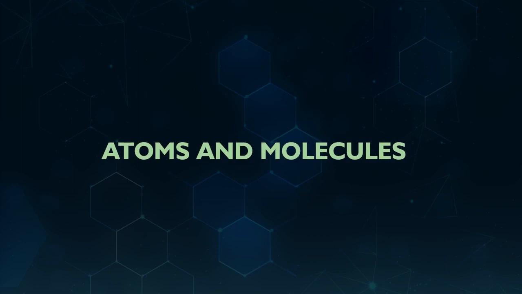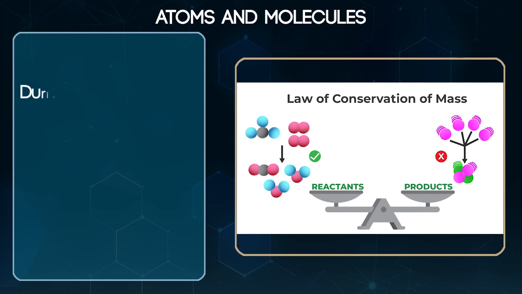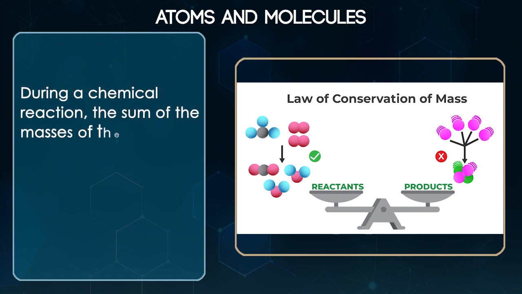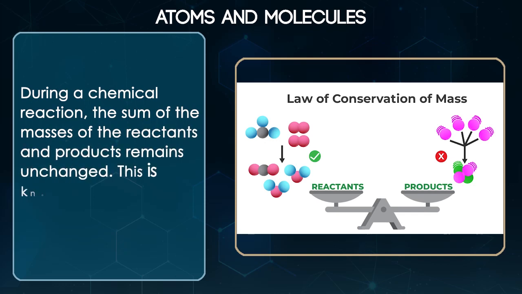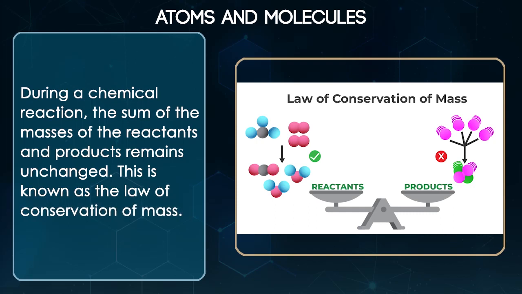Atoms and molecules. During a chemical reaction, the sum of the masses of the reactants and products remains unchanged. This is known as the law of conservation of mass.